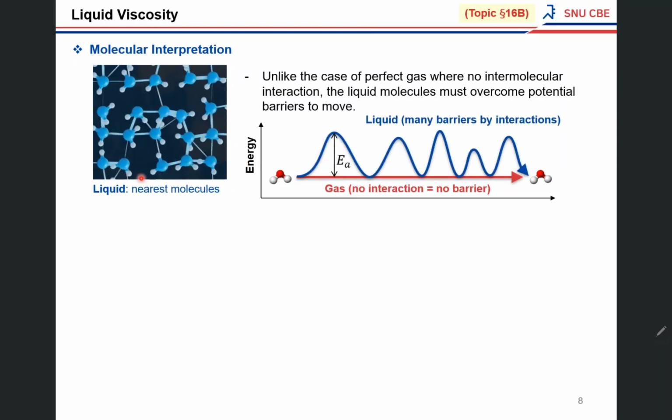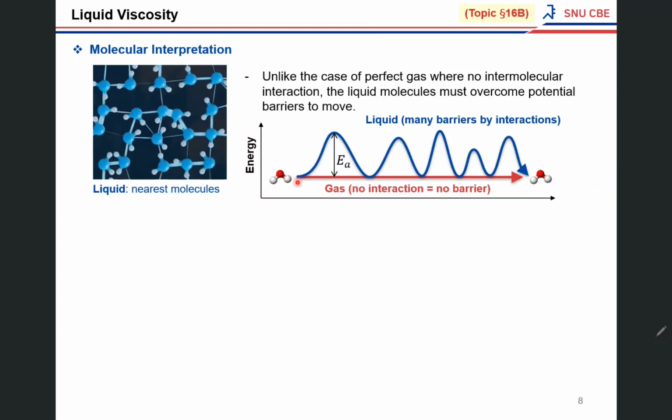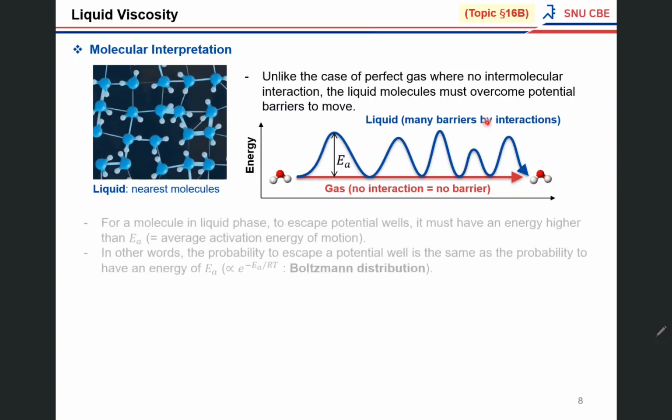Inside the liquid, there is a huge number of intermolecular interactions, unlike the case of the gas. So for a molecule to go through this liquid phase, it has to overcome some kind of energetic barrier that is generated by the surrounding molecules. So this is the main difference between the liquid phase and gas phase here.